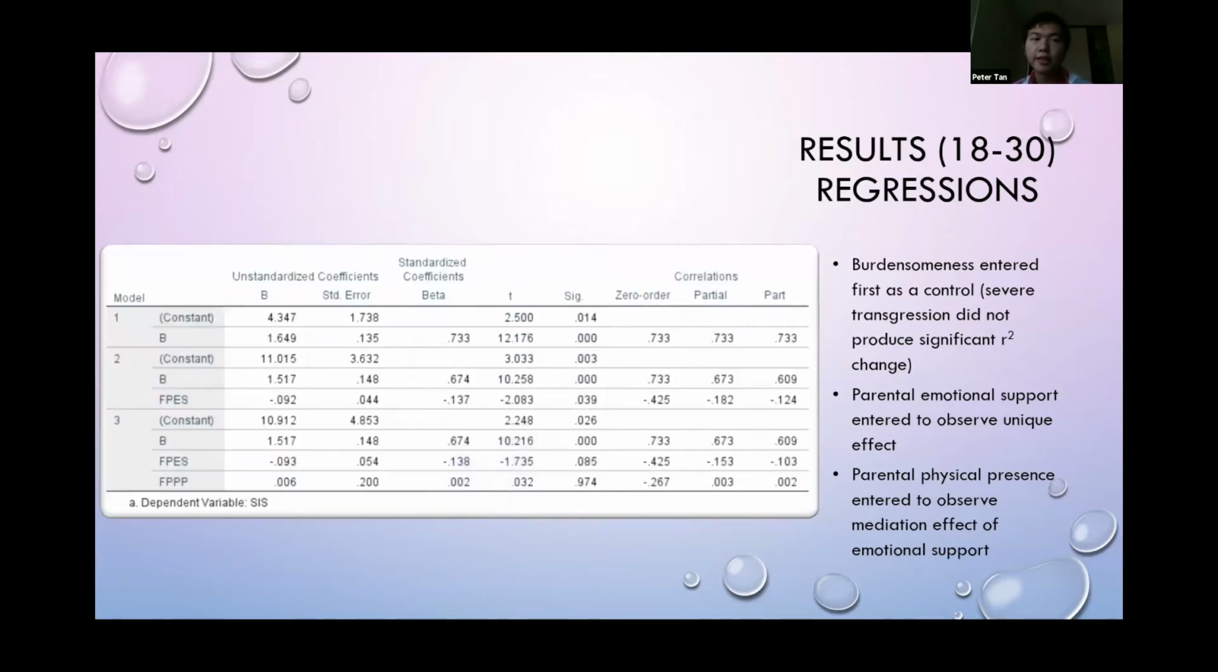And this table shows the unique variance accounted for by each variable, with parental emotional support accounting for 12.4% of the change after removing the effect of burdensomeness, while parental physical presence only accounts for 0.2% of the change after removing the effect of burdensomeness and parental emotional support.